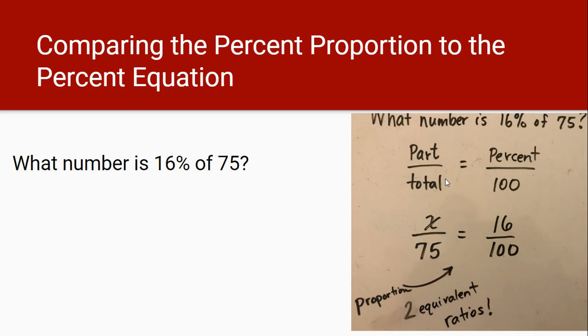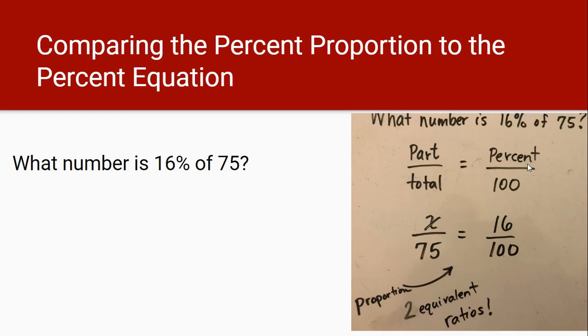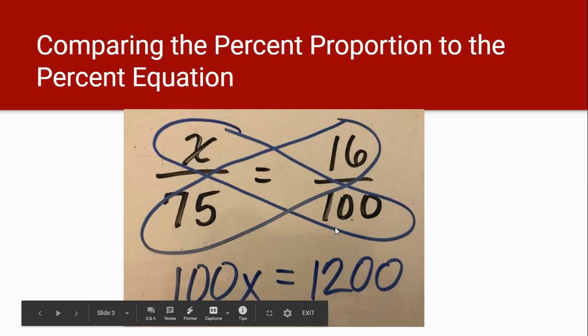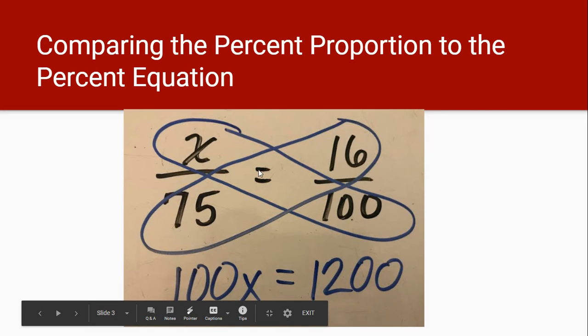16% is the percentage, so that's why we put 16 here over 100, because remember, percent means out of 100 or for every 100. So 16 hundredths is the same as 16%. And then of 75, 75 would be considered the total or the whole entire amount. So to solve this problem, you would do cross multiplication, or another way to say it, cross products. So I like to start with the variable.